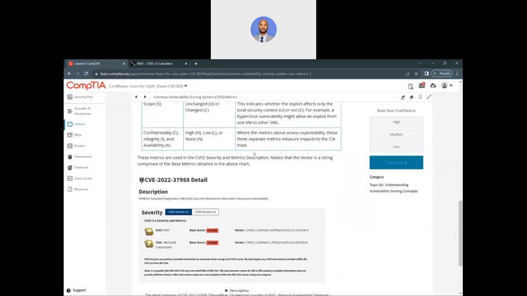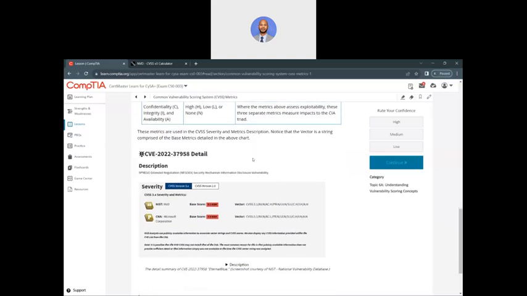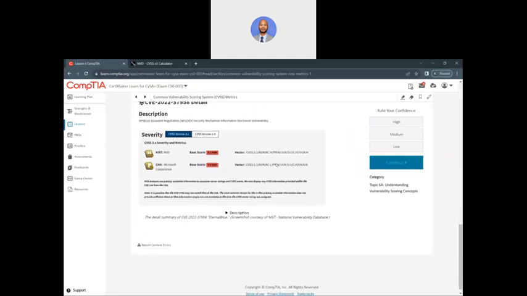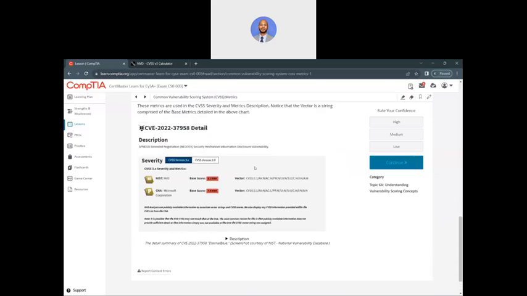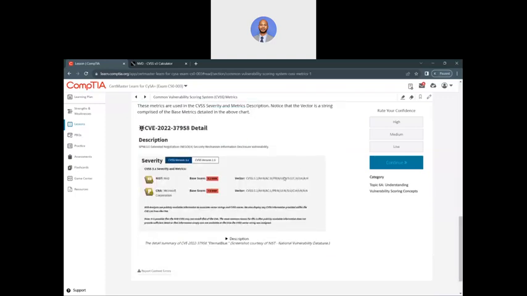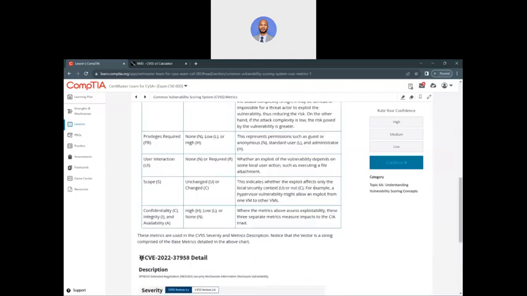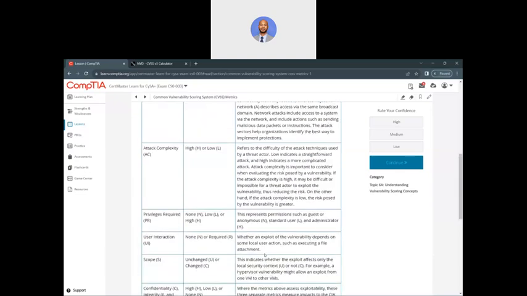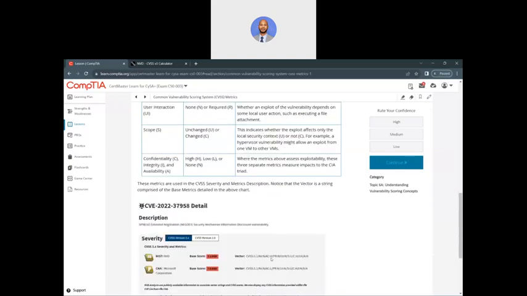So these metrics are used in the CVSS security and metrics description. Notice that the vector is a string comprised of the base metrics detailed in the above chart. So this is the vector that they're talking about. This is that string that when we see it on a test, we kind of don't know what it's talking about. It's gibberish. But if we go back to our base metrics and then look back at our string, when it says attack vector, AV, it's a network attack vector. AC is attack complexity. It's high.